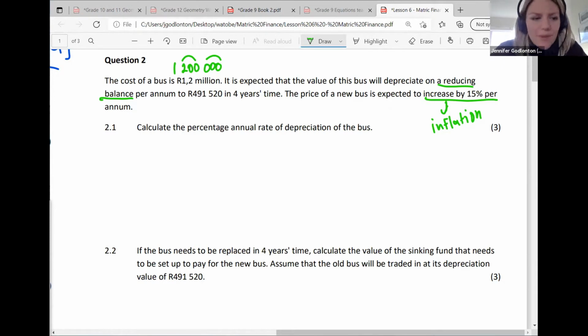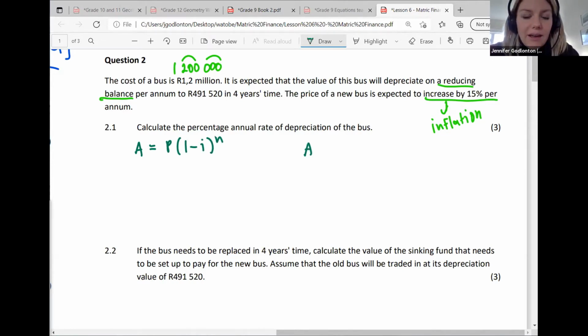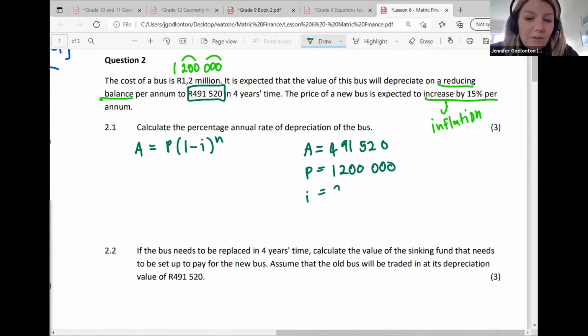Okay, so let's have a look at what this one would look like. So as soon as we see that it's reducing balance, we need to think, okay, we're dealing with A is equal to P(1 minus i)^n, okay? A is what it is worth in 4 years time. So that's 491,520. P is what it's worth now. So 1.2 million. i is what we're looking for. And n is in 4 years time.